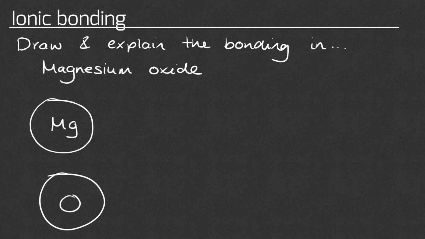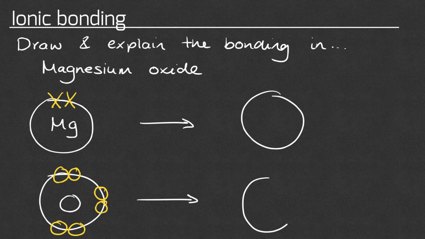So we'll start off by drawing a before picture of both of the atoms. Magnesium is in group 2, so it will have 2 outer electrons, and oxygen is in group 6, so it will have 6 outer electrons. We'll then draw the after picture. So magnesium is going to lose both of its electrons, and they're going to go to oxygen, because magnesium needs to lose 2, oxygen needs to gain 2, so it works for the magnesium electrons to move over to the oxygen.